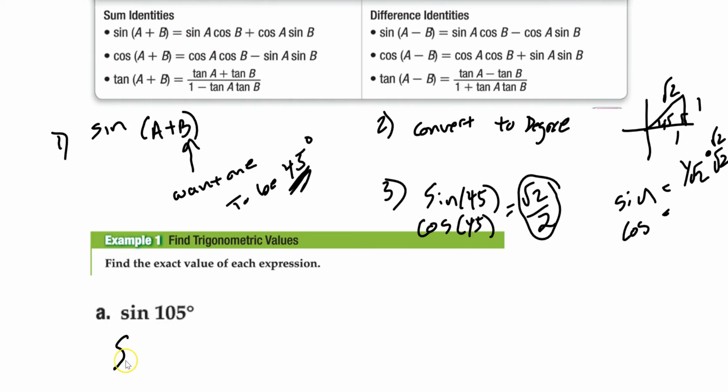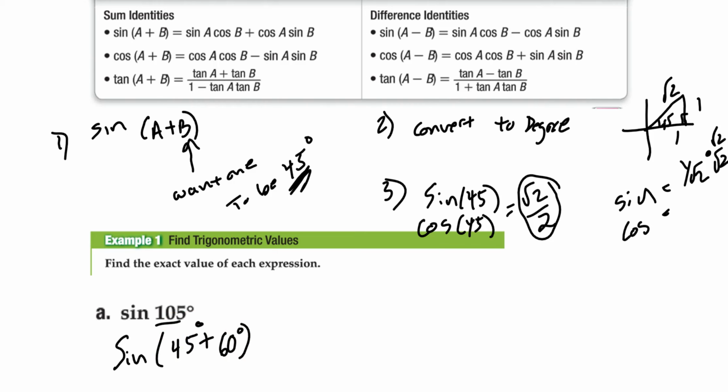So let's do this. Sine. Remember, the easiest trick is make one of them 45. It's 45 plus what equals 105? 60. So sine of 105, right? 45 plus 60 equals 105. And then I actually know how to do 60, and I know how to do 45, so I just do it.